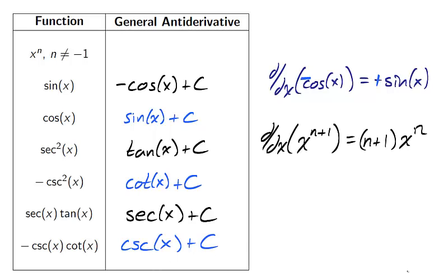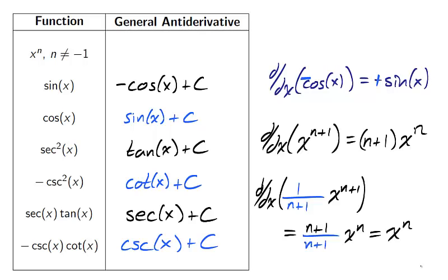The derivative of x to the n plus 1, using the power rule, is n plus 1 times x to the n. If we assume that n is not equal to negative 1, then n plus 1 is not 0, which means that we can divide by it. Therefore, we can calculate the derivative of 1 over n plus 1 times x to the n plus 1, and find that it's x to the n.